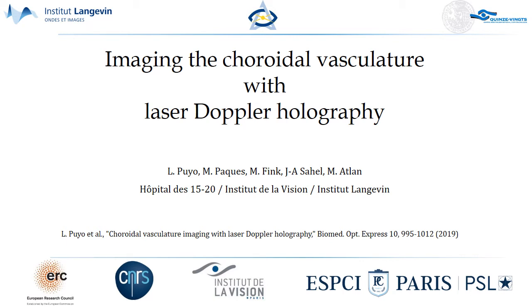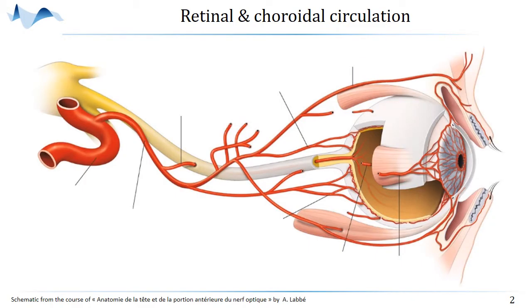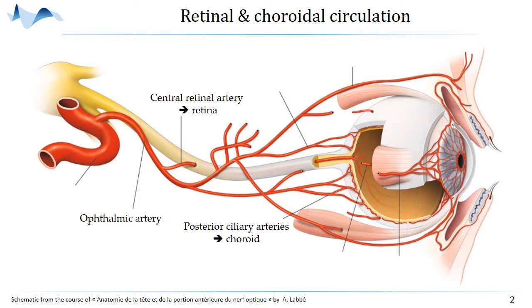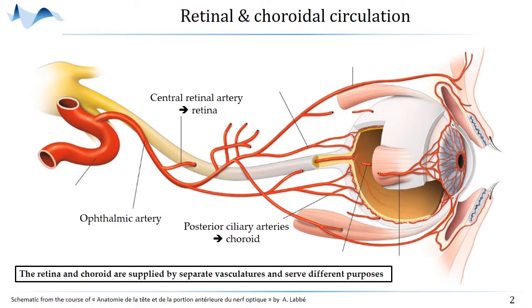This presentation is about imaging the choroidal vasculature with laser Doppler holography. So the ocular circulation comes from the ophthalmic artery, which branches into the central retinal artery to supply the retina, and also into several posterior ciliary arteries, which are the supply to the choroid. Because they are differently organized and serve different purposes, it's necessary to study the retinal and choroidal vasculature separately.